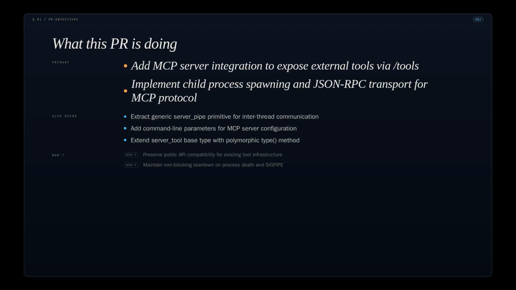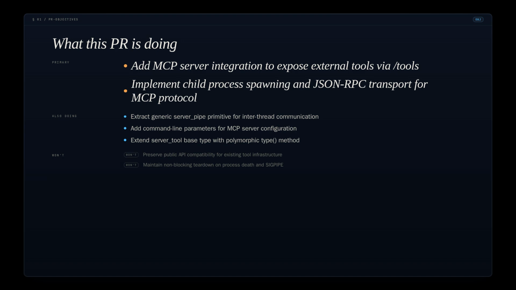The PR pursues two primary objectives. First, integrate MCP servers so external processes can expose their tools through the existing /tools endpoint. Second, build the full transport layer with child process spawning and JSON RPC messaging.